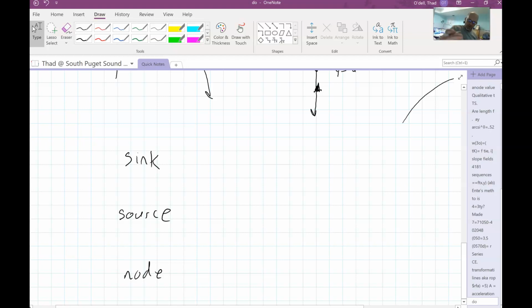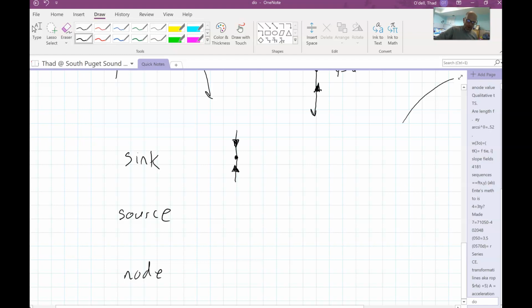So if we're looking at a phase line, we would expect it to look like this. Below the equilibrium point, the rope climber is climbing up. Above the equilibrium point, the rope climber is climbing down. So we call that a sink.